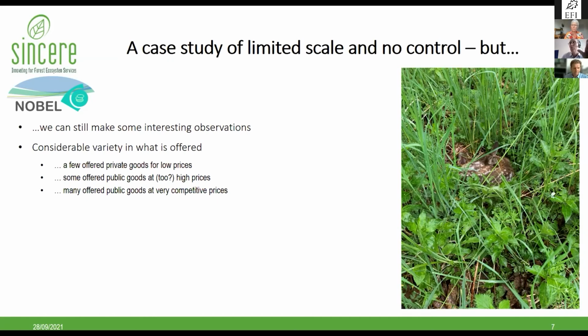Some offered public goods at high prices, maybe because that was their actual cost, and maybe one or two of them were playing the market to see what they could get away with. But by far, most of them offered public goods at very competitive prices. That is, they offered good biodiversity protection ideas on their land at quite competitive prices.